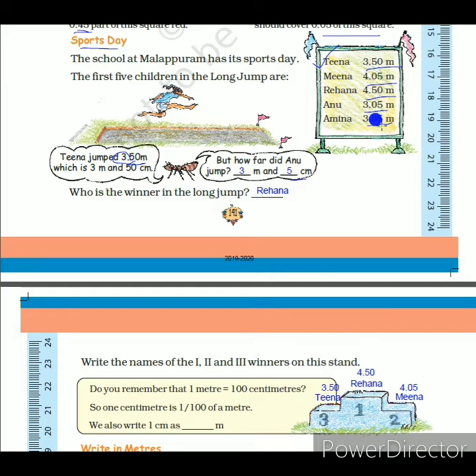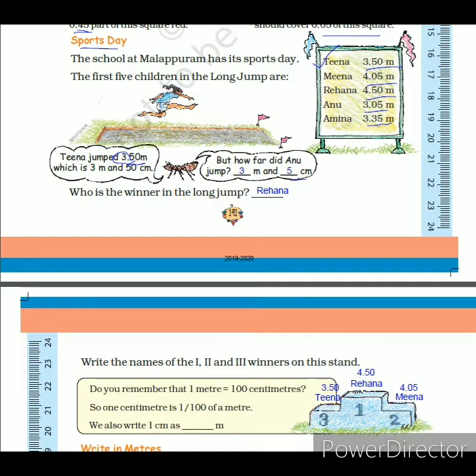So the other 3 numbers we have to leave. Now take the highest scores. First one is Meena, the other one is Rihanna. Between these, which number is the greatest jump? 4.05 or 4.50? To find the biggest number, we have to see the number which is just coming after the decimal point. Meena's jump is 4.0. First number is 0. But Rihanna's number after the decimal point, the first number is 5. So which number is bigger? 0 or 5? 5 is bigger.